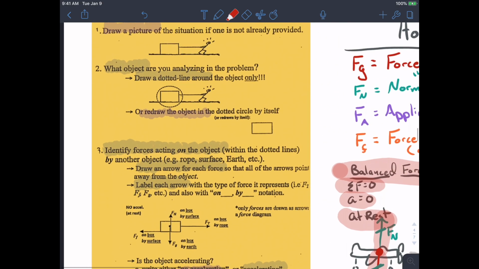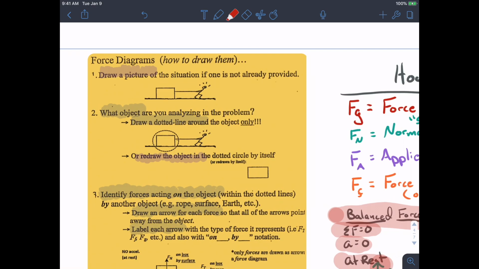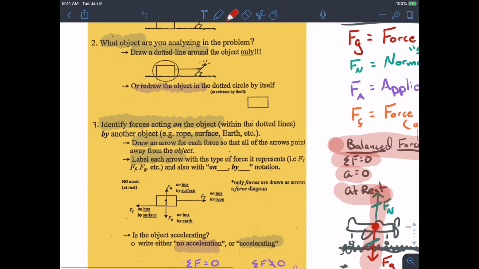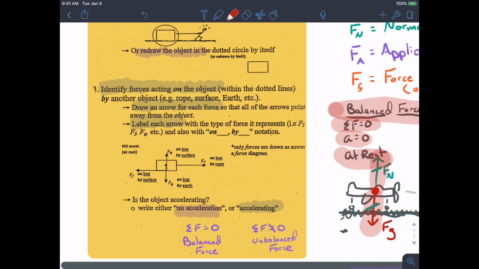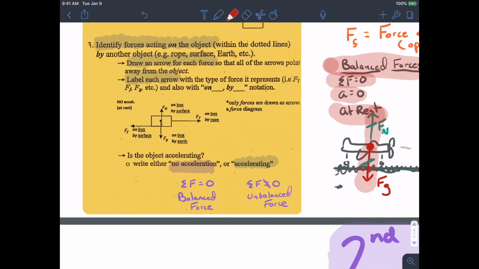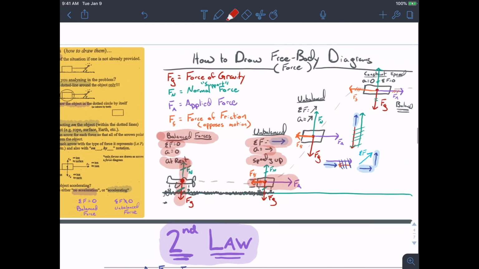I would encourage you to go back and look at your steps for how to draw force diagrams. Basically, you just draw a picture, identify the forces acting on the object, label each one, and then identify if it's going to be balanced or unbalanced. And if we look back at this example, that's exactly what we did.